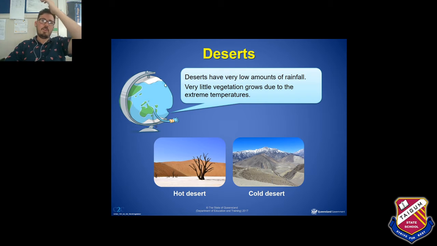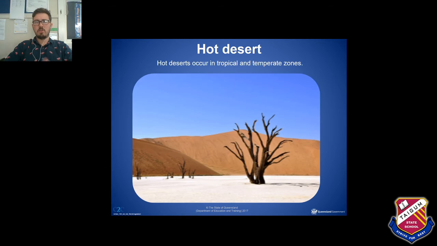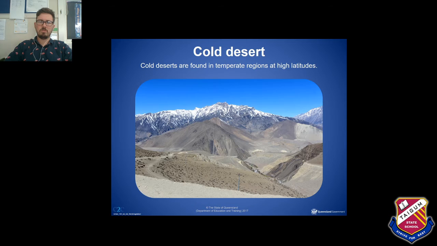Deserts have very low amounts of rainfall, so they're not necessarily hot places. A lot of people think of deserts as just really hot places, but they're simply dry places. So you've got hot deserts, which occur in tropical and temperate zones, often in temperate zones because in the tropical zones they tend to get more rainfall. Cold deserts are found in temperate regions at high latitudes, so often in mountainous areas that have very little rainfall.